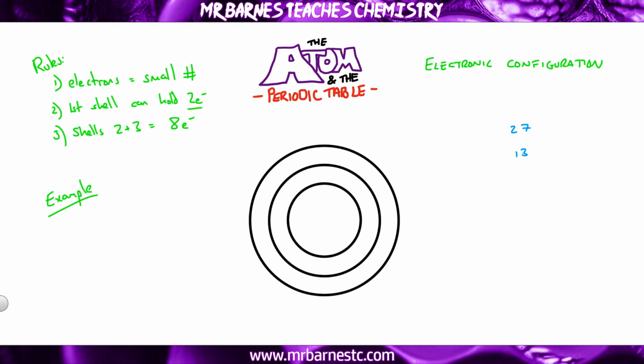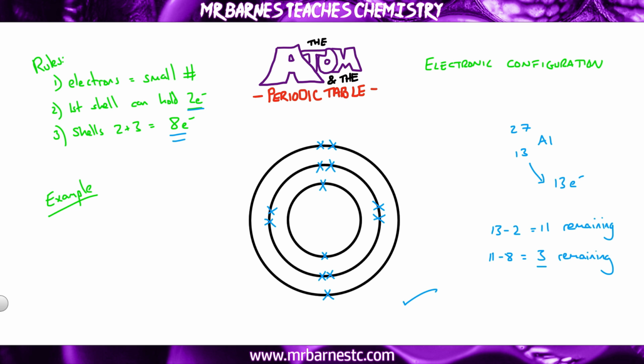If we have a look at aluminium, so I have 13 electrons, it's the small number, 2 on the first shell. How many have I got left? 11. How many can go in the second shell? 8, so I can put 8 in there. 11 take away 8, how many have I got left? 3, so I've got 3 remaining, and they can go on my third shell. So my written electronic configuration would be 2.8.3.